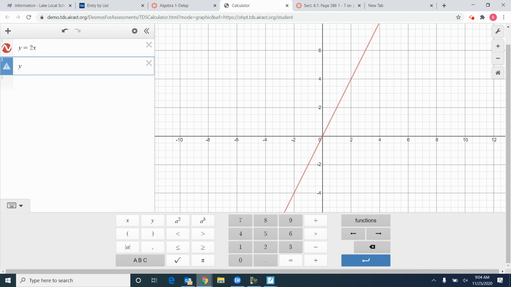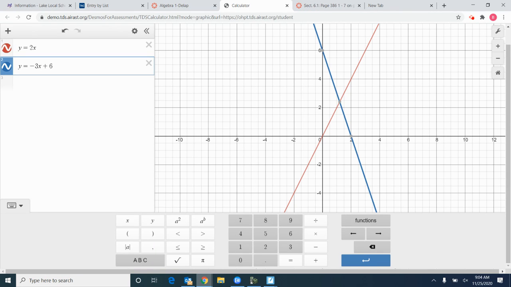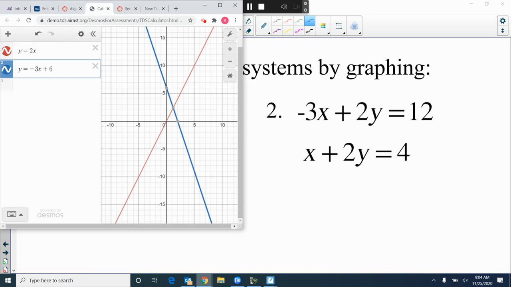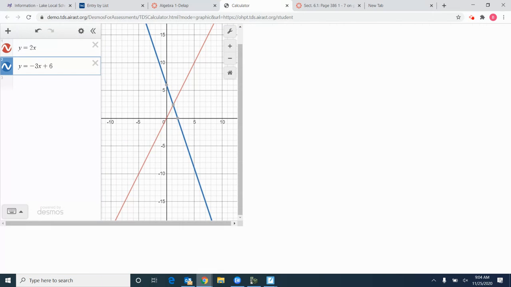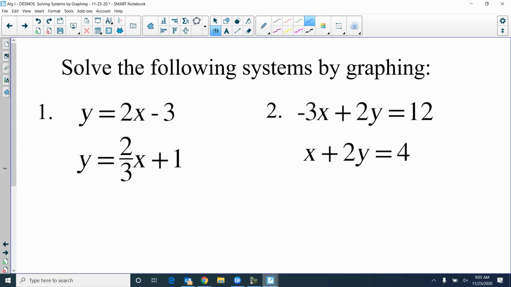We can graph more than one equation on here. So if I graph y equals negative 3x plus, I don't know, 6. Do those two lines cross? Yeah. There's the answer to your system. If you click on this point, it's not whole numbers, but that is the answer to the system. So that's all you got to do. Now, let's take a look here. I only want half of it.